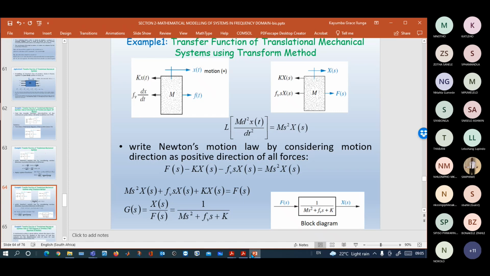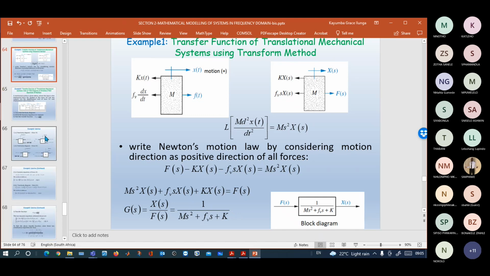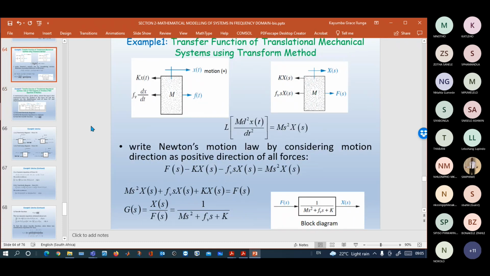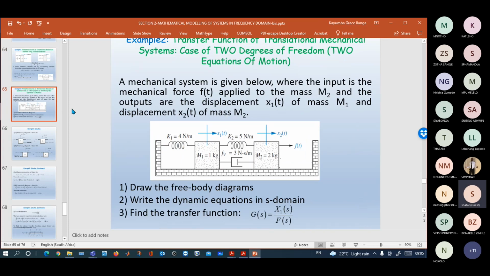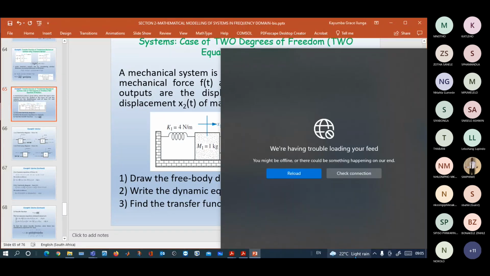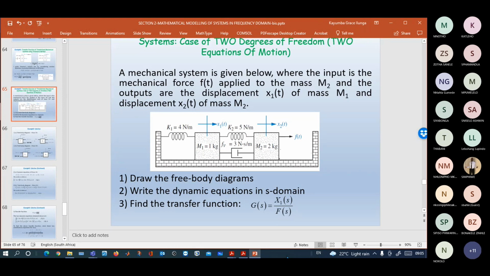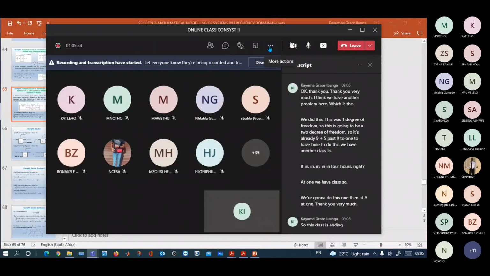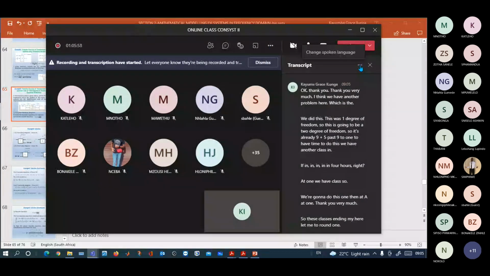Okay, no questions? Okay, thank you very much. I think we have another problem here, which is the two degree of freedom one, since this was one degree of freedom. It's already five past nine, so we won't have time to do this. We have another class in 4 hours, at 1, so we're going to do this one then at 1. Thank you very much. This class is ending here. Let me meet you around 1.